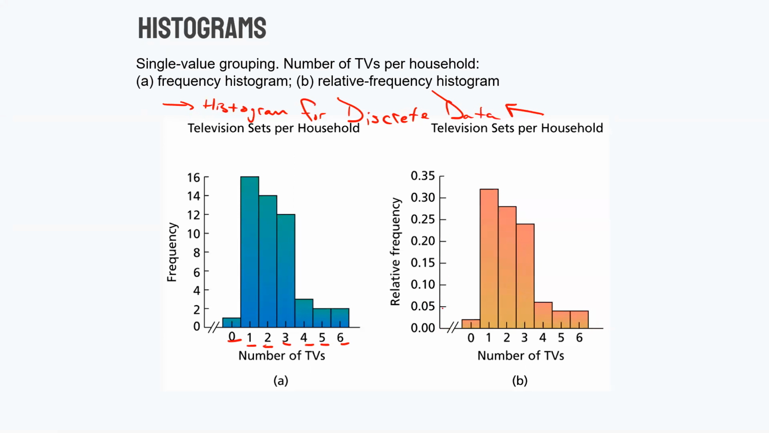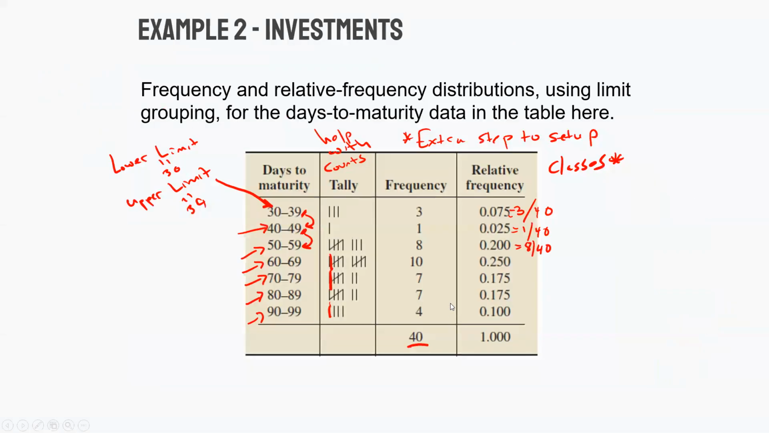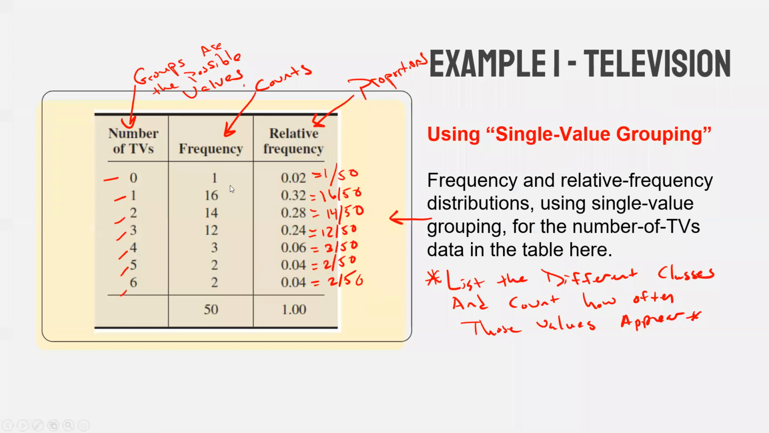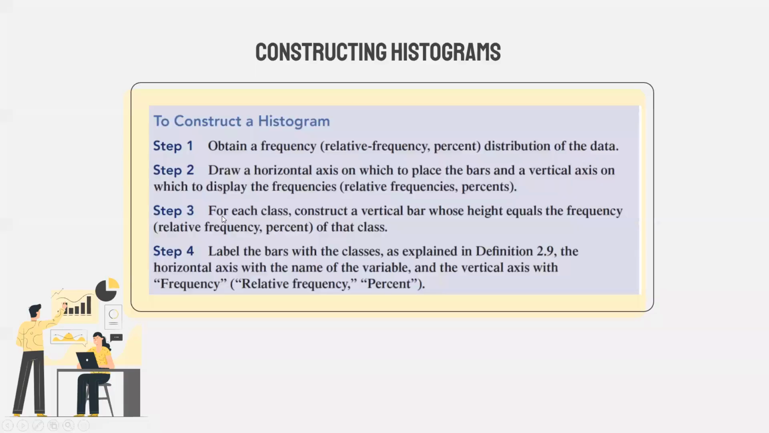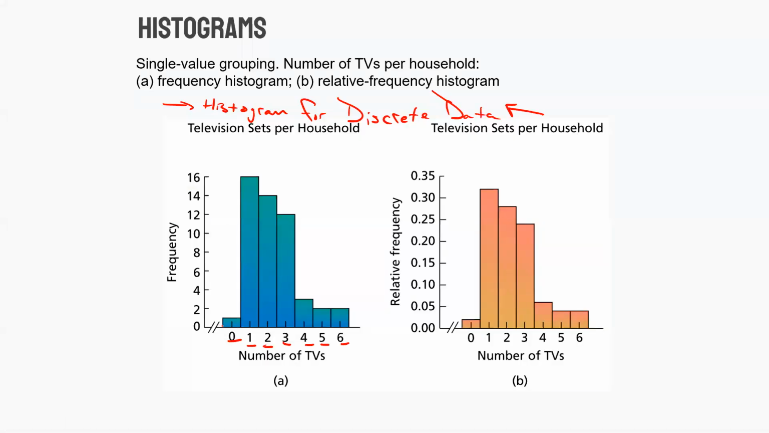It doesn't matter. And if you look back here, there was one household that had 0, there were 16 that had 1. So as you draw the first group, the number of households that had 0 TVs was 1. And then we put the 0 mark in the center of the bar. Then you go to the number of households that have 1 TV, you build the bar right off the next one, and so on and so on. And it's the same thing with the relative frequency if you use the relative frequency along the vertical axis.